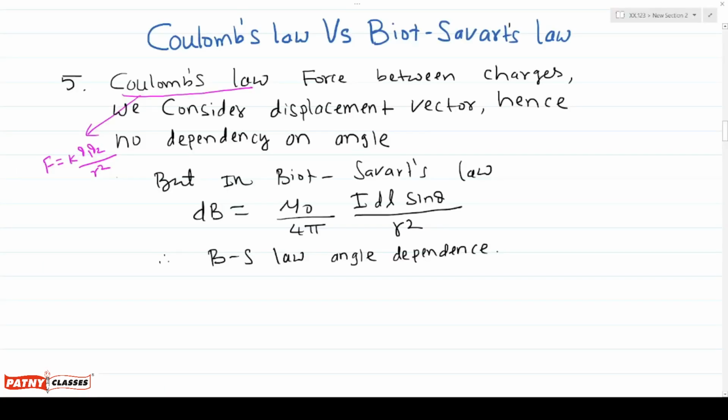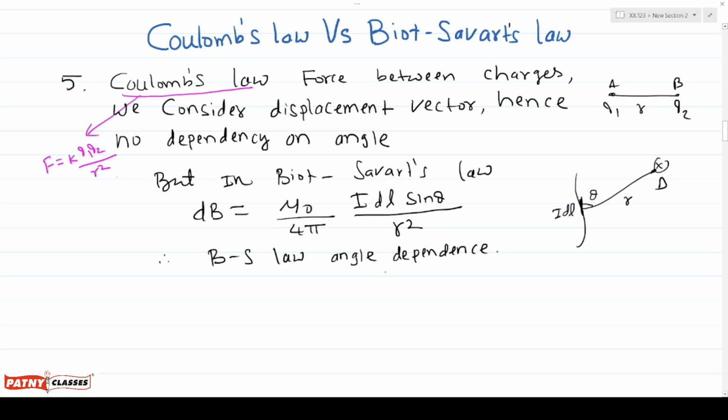Point number five. In Coulomb's law, for the force between two charges, we consider the displacement vector, that is F equals K Q1 Q2 upon R squared. So between the two charges Q1 and Q2, we consider the displacement vector between them. Whereas in the case of Biot-Savart's law, we do consider the angle theta. Here is a current element and we want to find the magnetic field here. That magnetic field will depend upon the angle between the displacement vector and the current element.